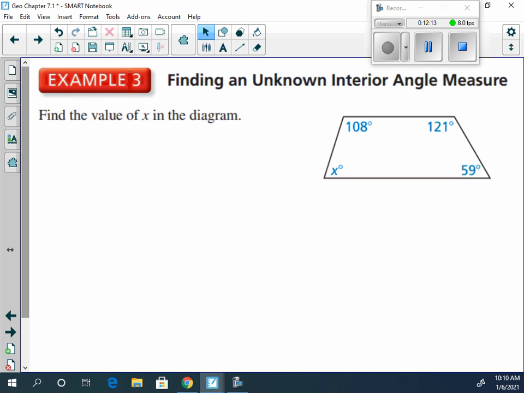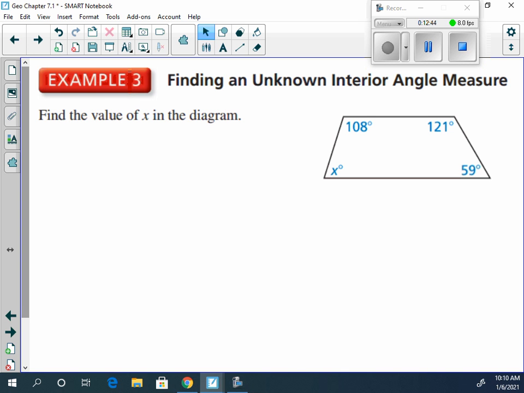Okay. We want to find the value of x in the diagram. We want to solve for a missing measure. Now looking at this here, do I know what all 4 of these angles added together equal? Well, if we don't have it on the top of our head or have it memorized, how many sides does this figure have? 4. Since I know the number of sides, do I have a way to find the sum of the interior angles if I know the number of sides?